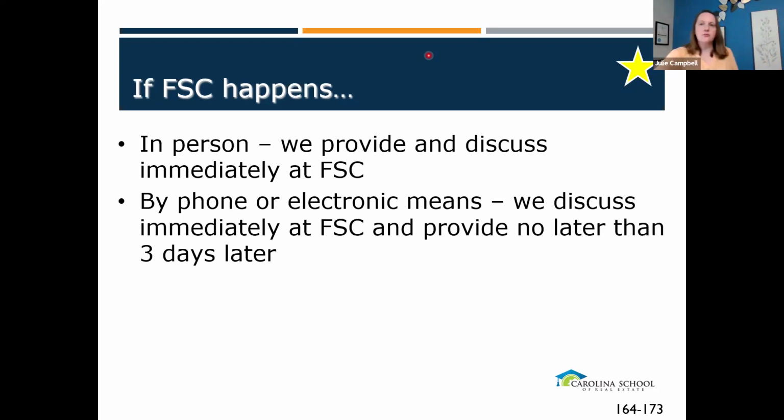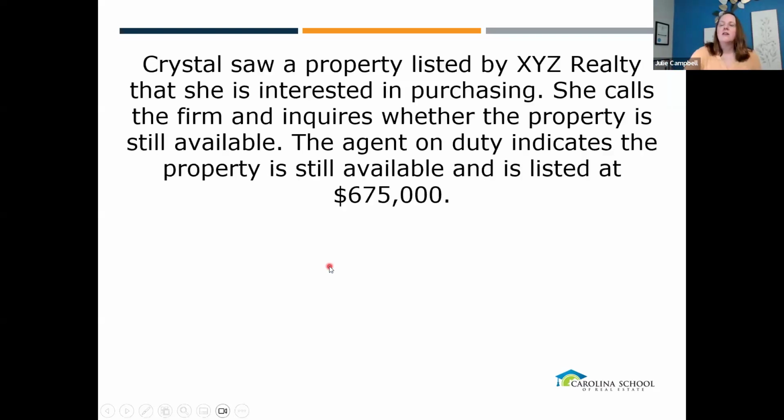So let's run through just a couple scenarios. This idea of first substantial contact, again, just because you meet somebody, don't chase them away with your working with real estate agent disclosure. But we need to be on alert, especially when you have yourself in the position, in the capacity of acting as an agent. So Crystal saw a property listed by XYZ Realty that she's interested in purchasing. She calls the firm and inquires about whether the property is still available. The agent on duty indicates the property is still available, it's active, and it's listed at $675,000.